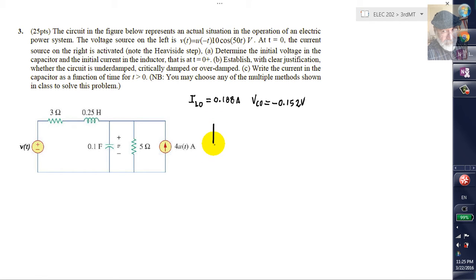Let's work now on parts B and C of question number 3. We draw the circuit for t after 0 in the Laplace domain. In the Laplace domain for t after 0, the voltage source on the left will be a short circuit because it's after 0, and the current source on the right appears, a current source of 4 amps.